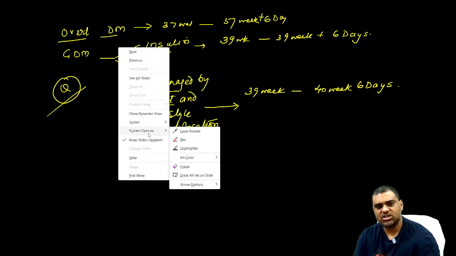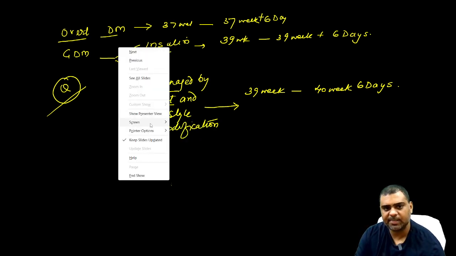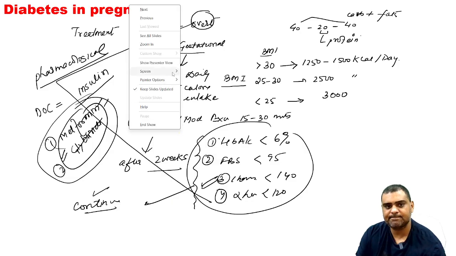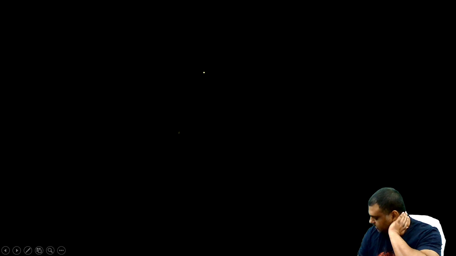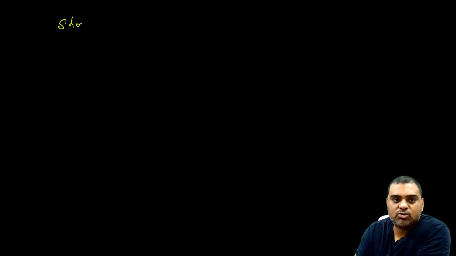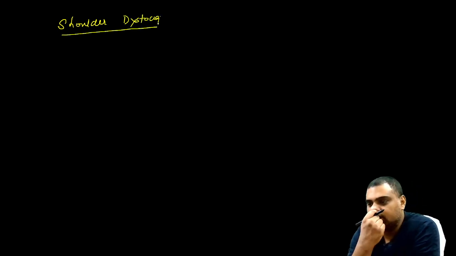Now we have to understand shoulder dystocia. As we have seen, the lady can develop shoulder dystocia. What is shoulder dystocia? During normal vaginal delivery, NVD, the baby's head came out, but the shoulder is not delivered. That is called shoulder dystocia. It is a complication generally seen in cases of diabetic mothers.